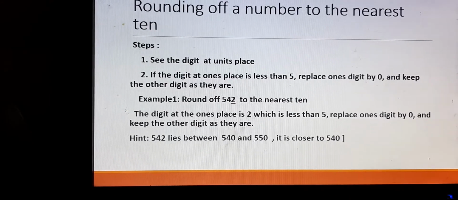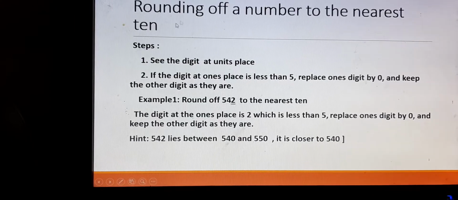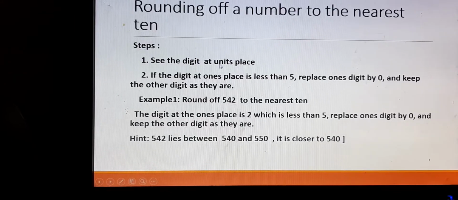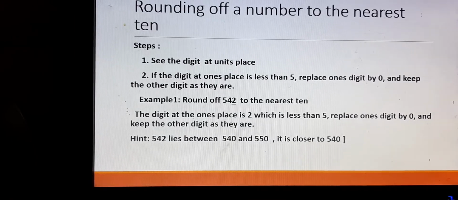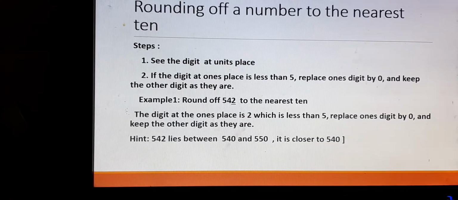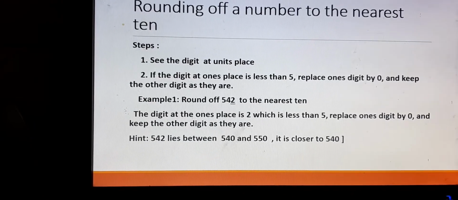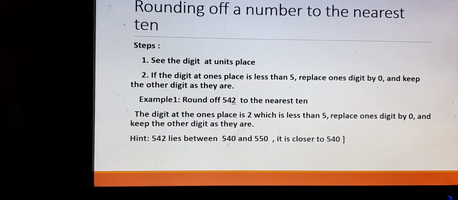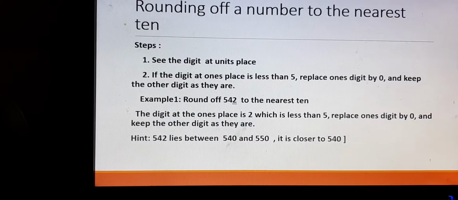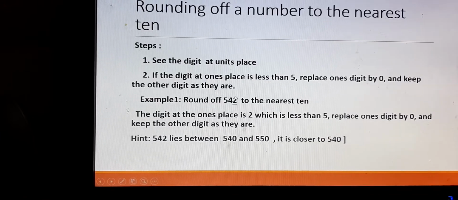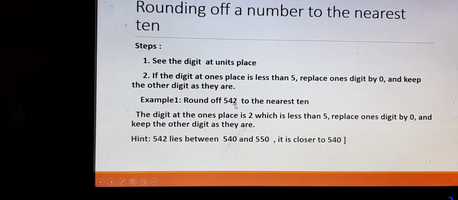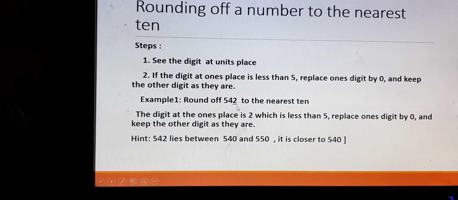So what do you do for that? See the digit at the units place. When we are rounding off to the tens place, we have to see the digit at the units place. When you look at the digit at the units place, you have to see if the digit is less than 5 or more than 5. You just think that less than 5 means a poor digit, and more than 5 means a rich one. When a poor one goes, that is, if the digit is less than 5 and it leaves, you just have to place a vacant place, that is, that digit you will make as 0.